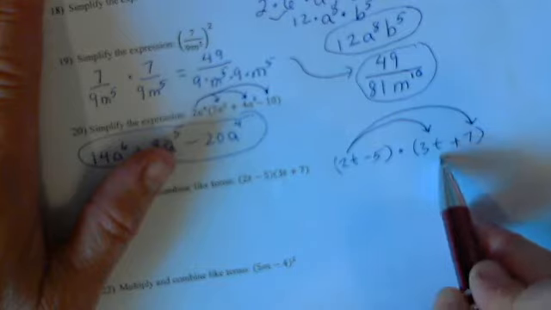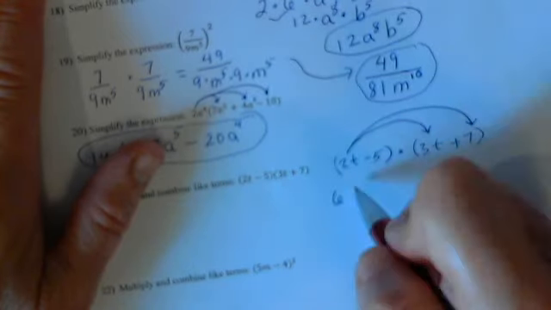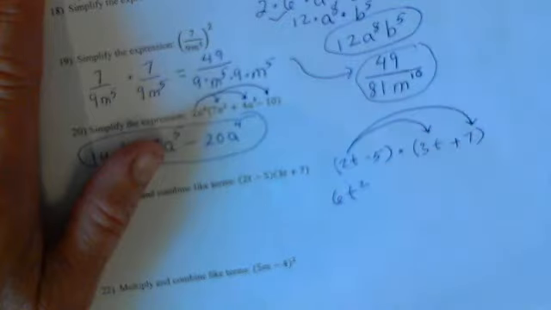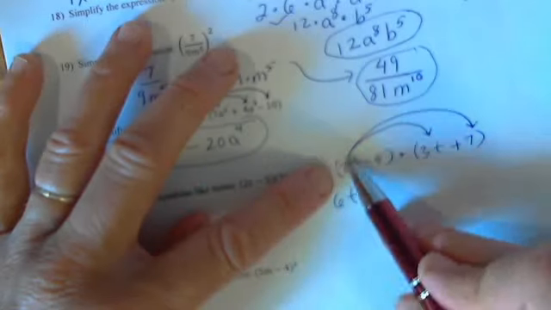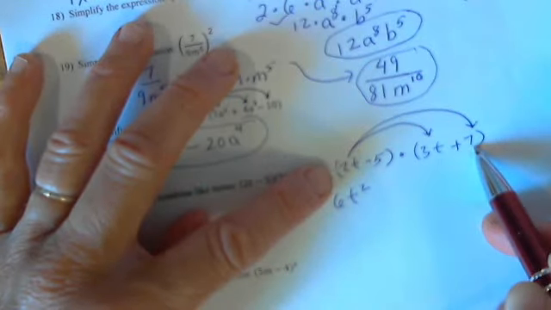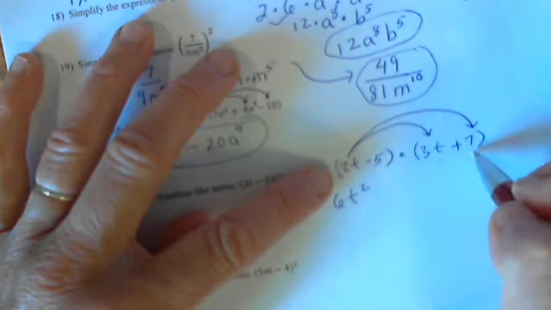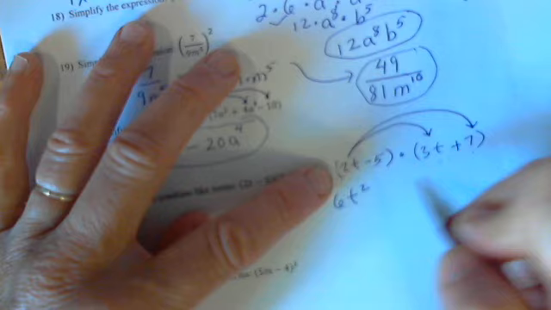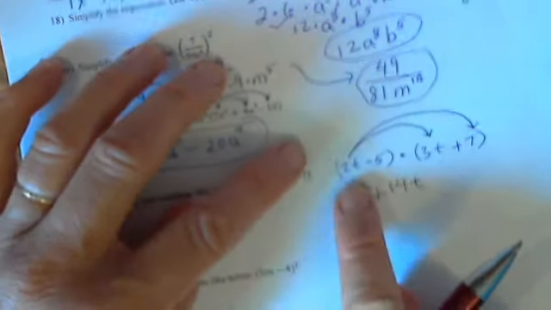2t times 3t, 2 times 3 is 6, and t times t is t squared. So 2t got multiplied by 3t. Now I need to do 2t times a positive, think of that as a positive 7. So 2t times 7 is a positive 14t. So I write plus 14t. Alright, now 2t got multiplied by both things over here.